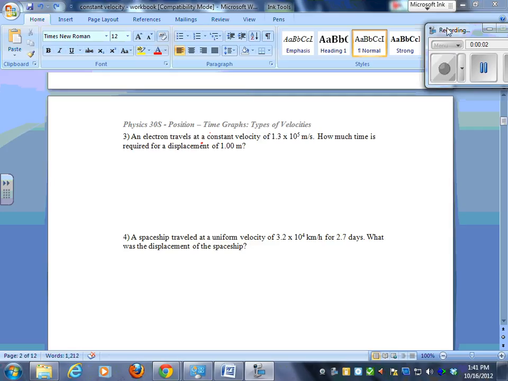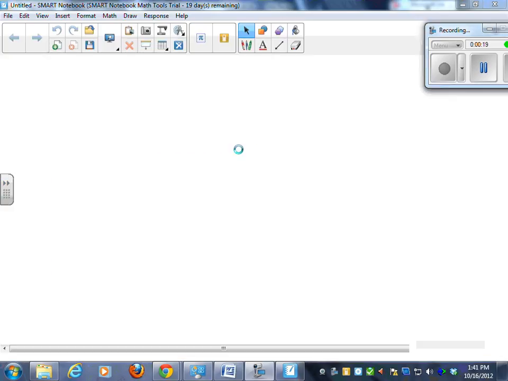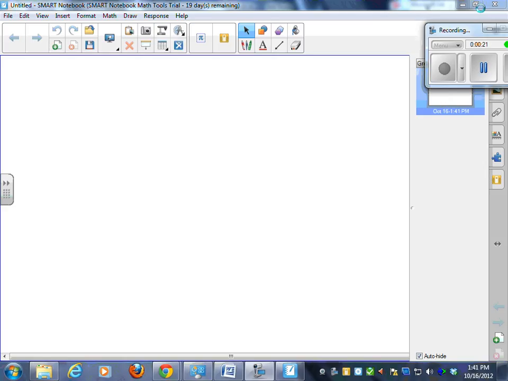Alrighty, number 3. An electron travels at a constant velocity of 1.3 times 10 to the 5 meters per second. How much time is required for a displacement of 1 meter? This is the velocity, it's in meters per second. This is the displacement, it's in meters, which means I shouldn't have to do any conversions at all because I'm dealing with the same units.